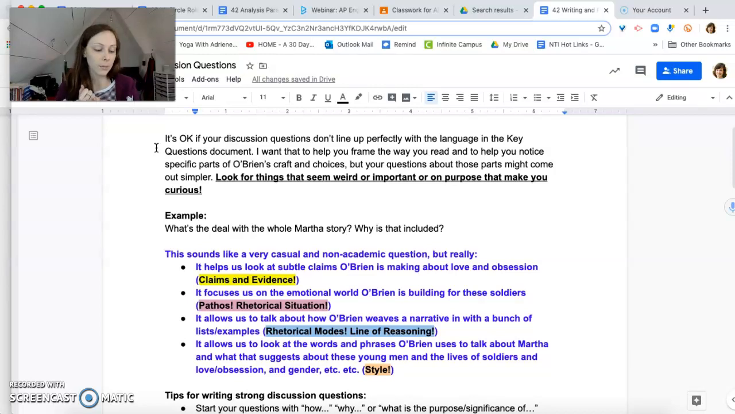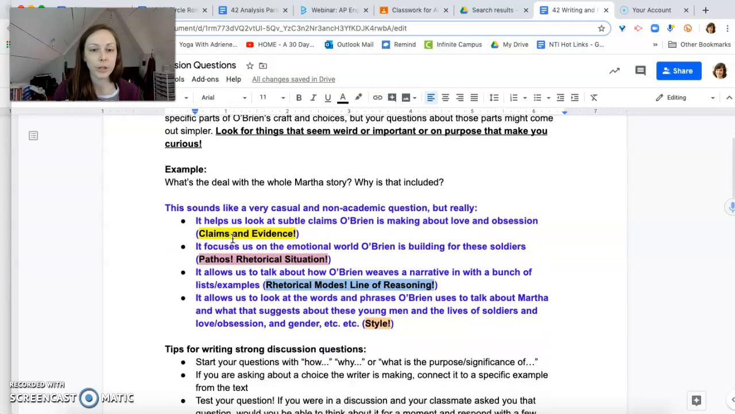So if you know you're focusing on style, you know you're looking for word choice and sentence structure, you might be looking for comparisons and figurative language and rhetorical devices, but really you're just trying to notice what stands out to you as something that is weird or seems important, and you don't really understand why O'Brien wrote that part that way. That is the making of a great question.